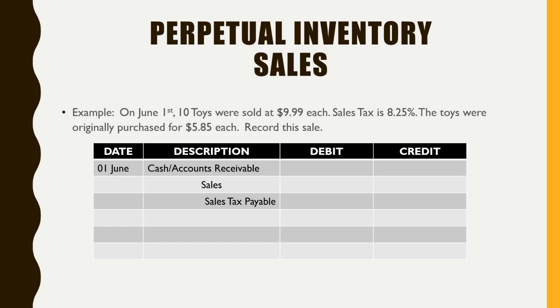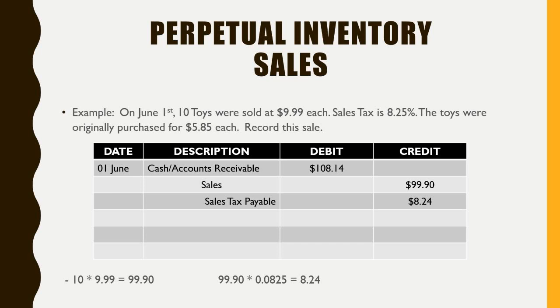So the first part you got correct, right? You recognize that you're going to receive cash or accounts receivable, whatever form of payment you get. You're going to recognize you had sales of $99.90, and you recognize that you had sales tax of $8.24, which gives you a total of $108.14. That's correct. Now, because we're doing perpetual inventory, we need to include the cost of goods sold account. All right?